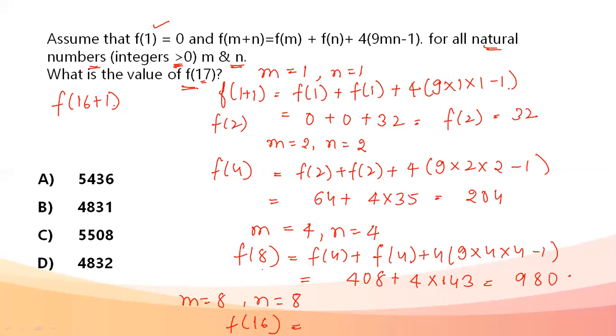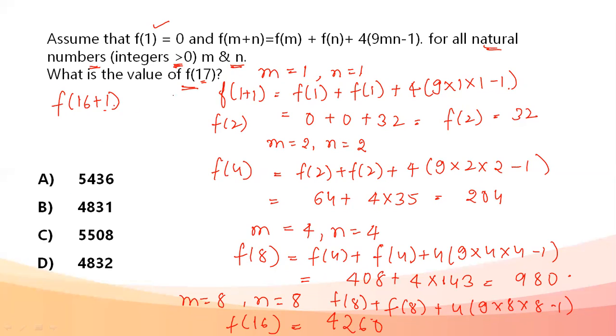Why all this effort? So that I can get f of 16. Because once I have f of 16, f of 17 becomes easy. F of 17 is f of 16 plus 1. I have f of 1. I needed f of 16. F of 16 becomes f of 8 plus f of 8 plus 4 into 9 into 8 into 8 minus 1, and it comes out to be 4260.